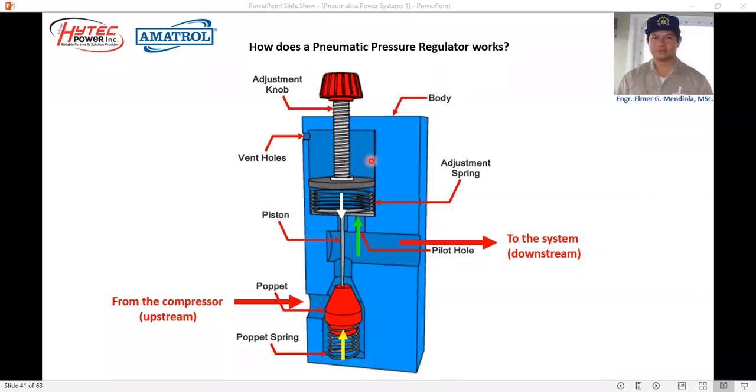placed here, so that any pressurized air that leaks through the piston will be vented to the atmosphere. So we have here the connection from the compressor. Usually we term it upstream, and the pressurized air.